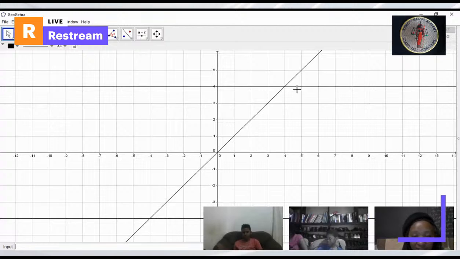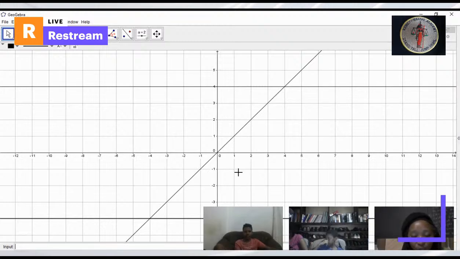So this is this diagonal line here. This is the line y = x. Whatever y is, x is. This horizontal line up here is the line y = 4. This horizontal line down here is the line y = -4.